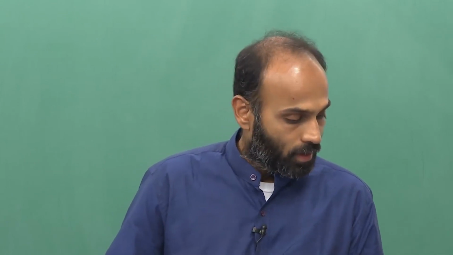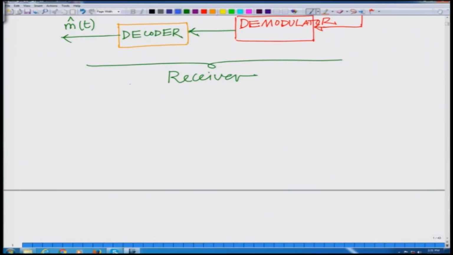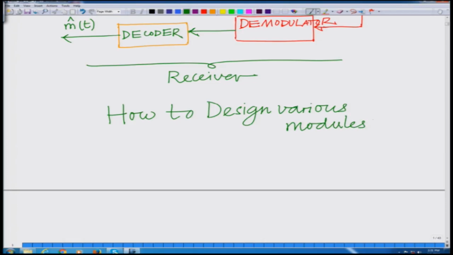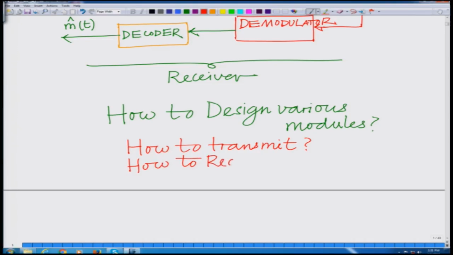Now, the key part of the theory of digital communication systems is basically how to design the various modules, namely how to transmit, what is the optimal transmit processing, and how to receive. For instance, what is the optimal filtering operation that can be employed at the transmitter, what is the optimal modulation that can be employed at the transmitter, what are the modulation schemes.